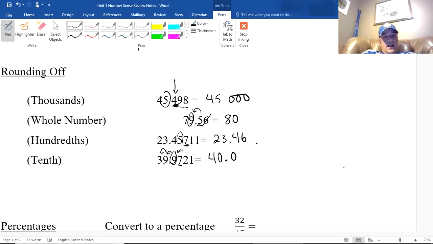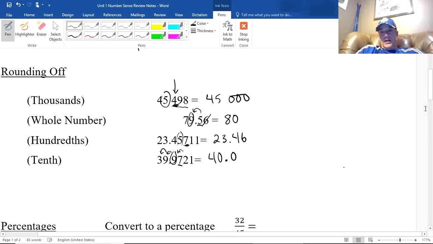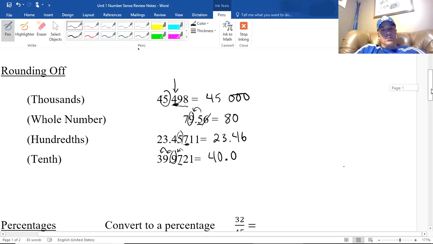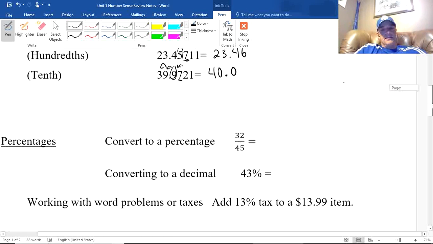Again, lots of practice really helps when it comes to rounding off. So if you look up some rounding off worksheets, not a lot of questions on your exam, but it's usually for most kids a fairly easy way to go.